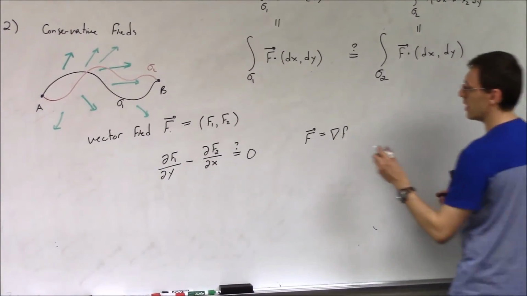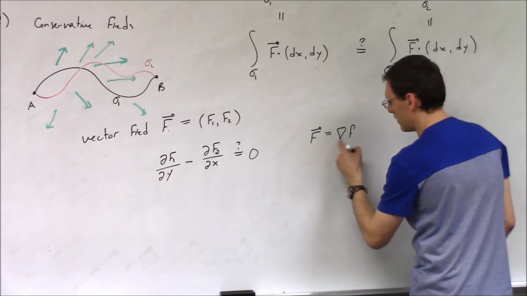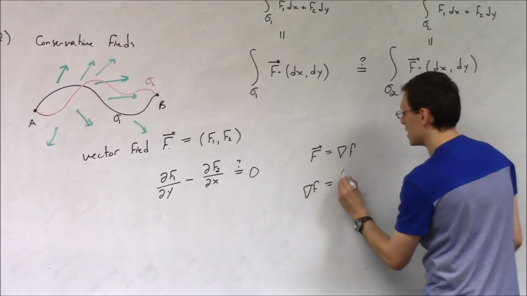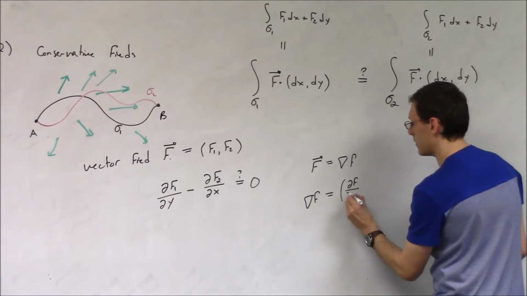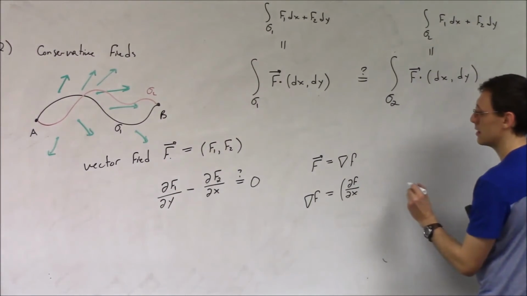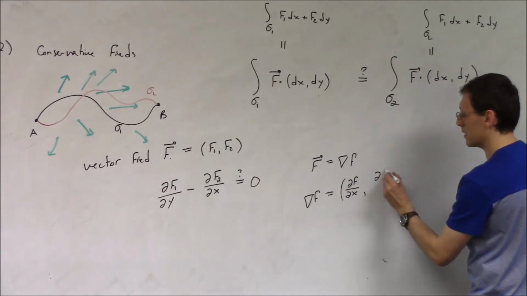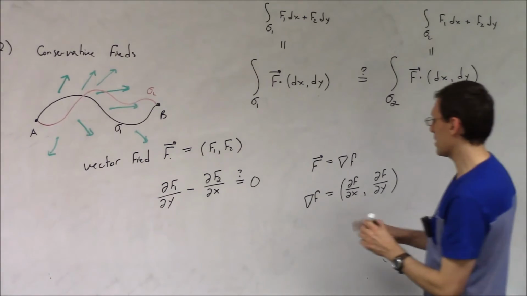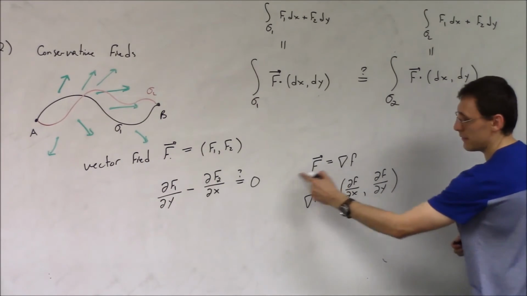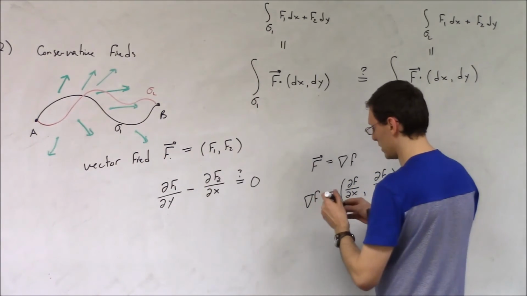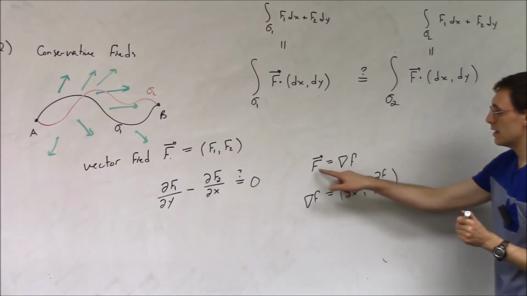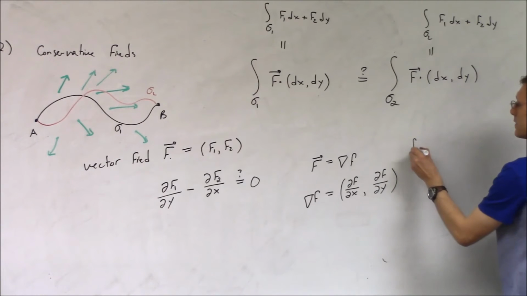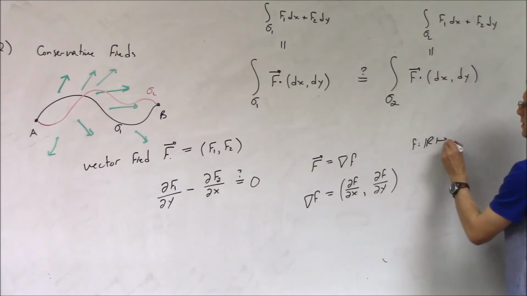Okay. So basically, what is the gradient of f? The gradient of f is just the partial derivative of f with respect to x, and the partial derivative of f with respect to y. Now, if it's a conservative field, then f must be the gradient of some function, where that function is from R2 to R.